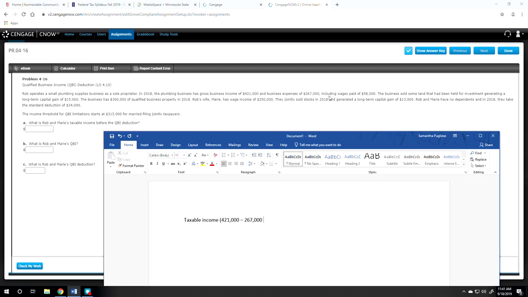What do they tell us next? Including wages paid of $58,000. You're not going to do anything with the wages paid in this calculation because the wages paid are part of the business expenses. That's just a piece of information that we're going to have to use in Part C. The business sold some land that has been held for investment, generating a long-term capital gain of $15,000. That's part of the taxable income.